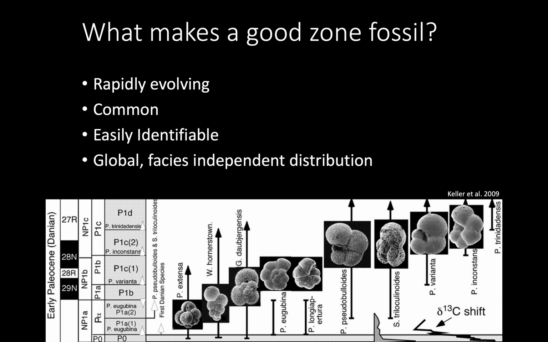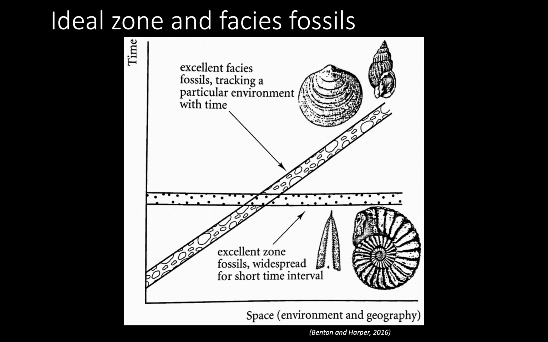And global and facies independent distribution, meaning we can't have something that only exists within a certain type of rock, a very, very specific type of rock, and they have to exist globally. So this is the chart that shows our ideal zone and facies fossils. So we can have fossils that indicate the type of environment something is living in, all right? We could also have something that indicates the age that something is living in. So time and space, environment, and geography.